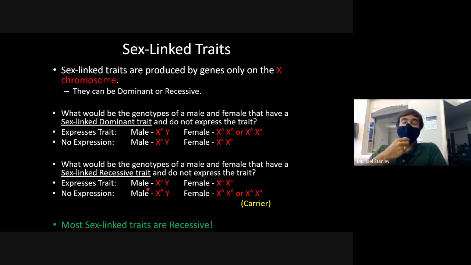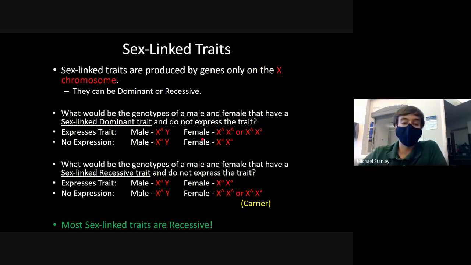So all of the traits that we've been talking about so far with the big F, little f, big R, little r, are on autosomal chromosomes, which are just the 1 through 22 normal chromosomes. Sometimes, though, genes can be sex-linked, which means that they show up on the X chromosome. So males have 1 X and 1 Y. Females have 2 X's, at least in humans. And the Y chromosomes don't usually have traits on them. So these sex-linked traits only show up on the X chromosome.